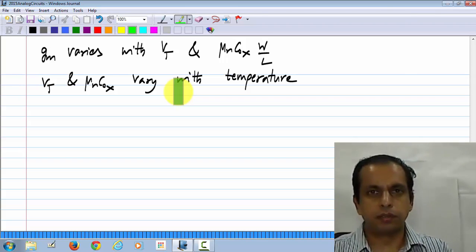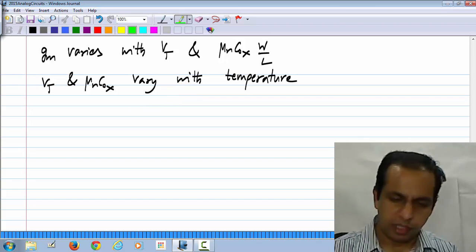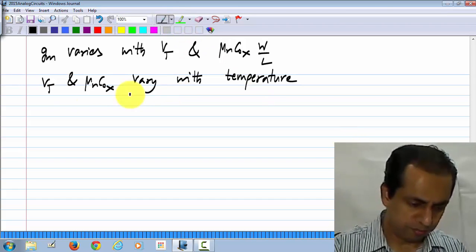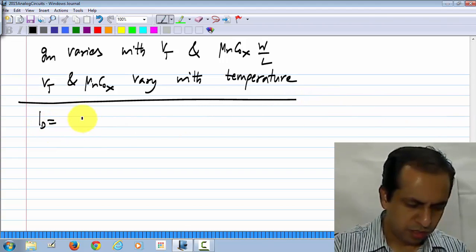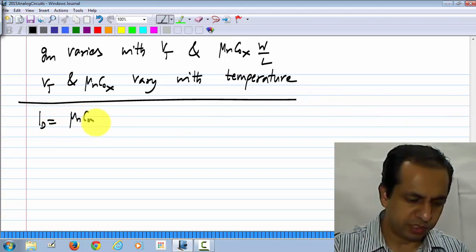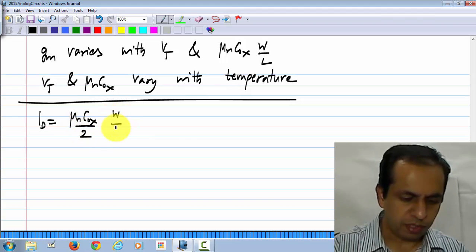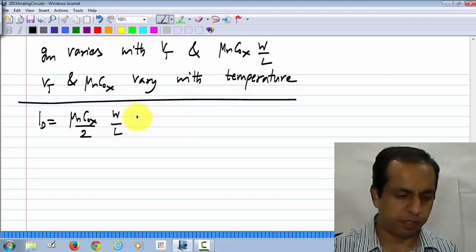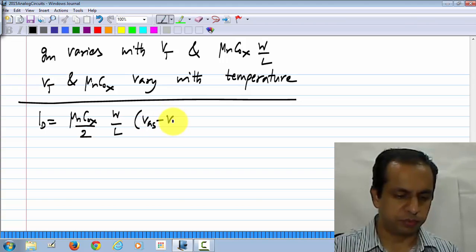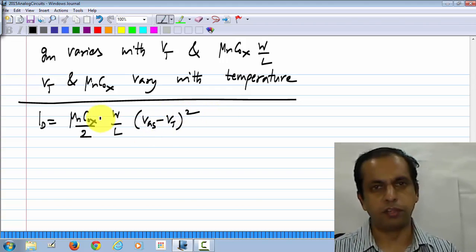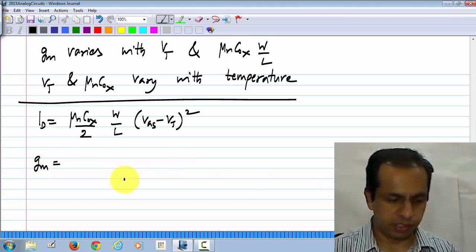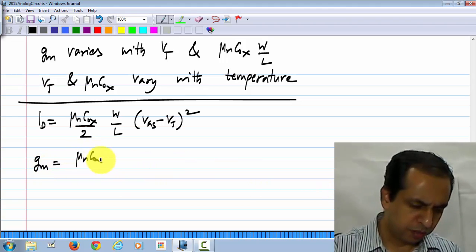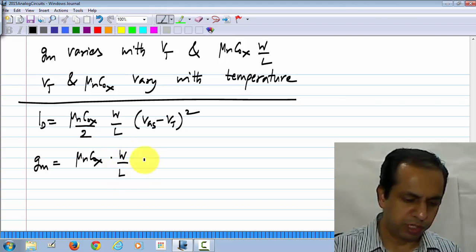For this, let's examine the expression for GM. For ID, I will use the simpler expression without channel length modulation, or lambda. So this is VGS minus VT squared times the current factor, and GM, the expression we have been using, is mu n Cox W by L times VGS minus VT.